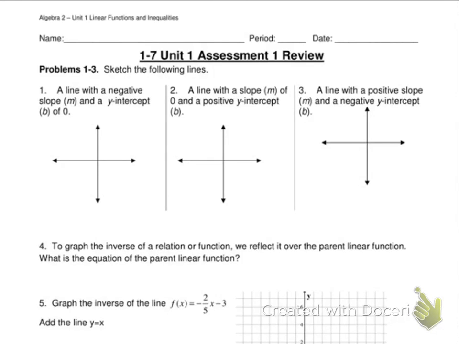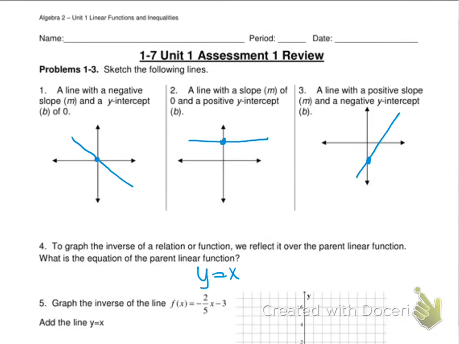Okay, so we're going to be looking at the review that we did today in class. For the first problem, for the first three, it's just drawing a line with a negative slope and a 0 y-intercept, drawing a line with a 0 slope and a positive y-intercept, and drawing a line with a positive slope and a negative y-intercept. So those are just some options. Pretty much for number 1, your line has to look like that. Number 2 could be anywhere where it crosses in a positive, and number 3 could be anywhere that's going up that crosses at a negative.